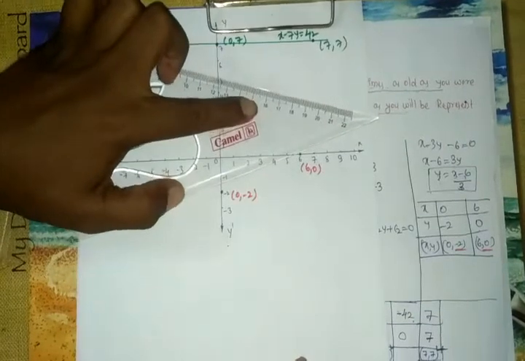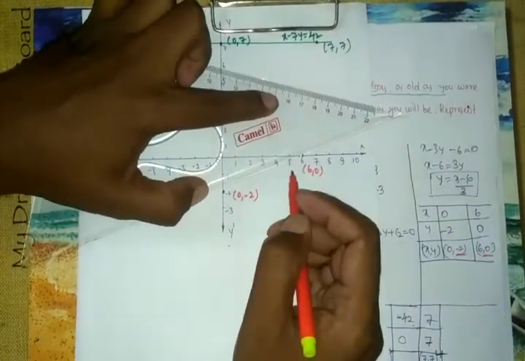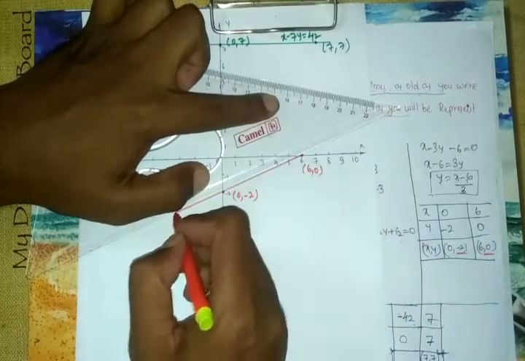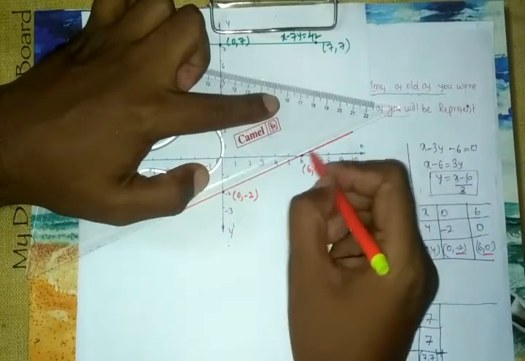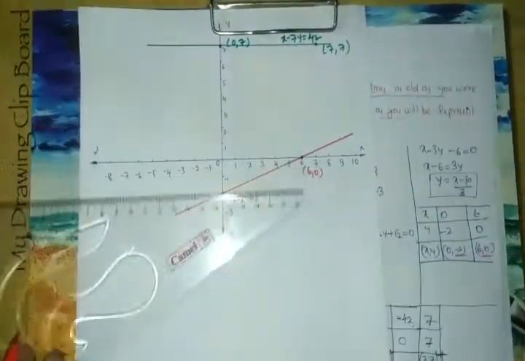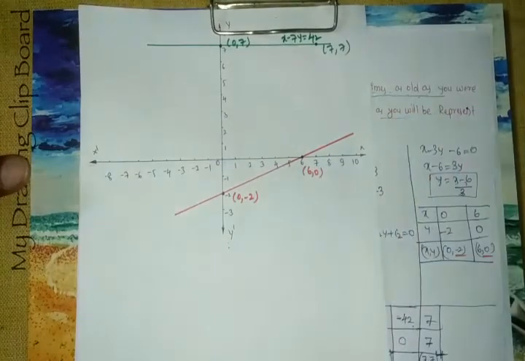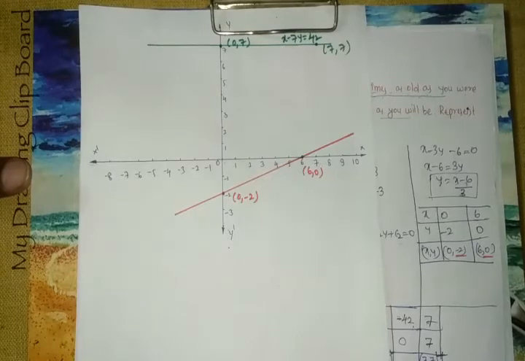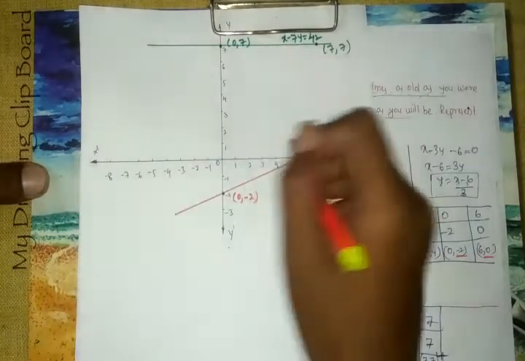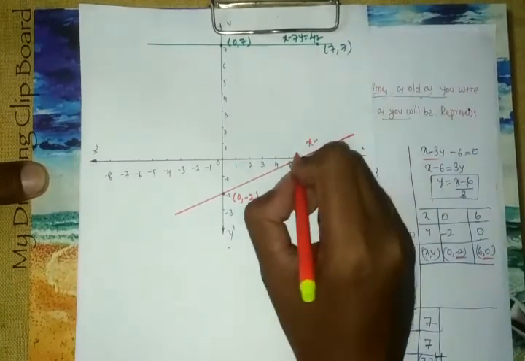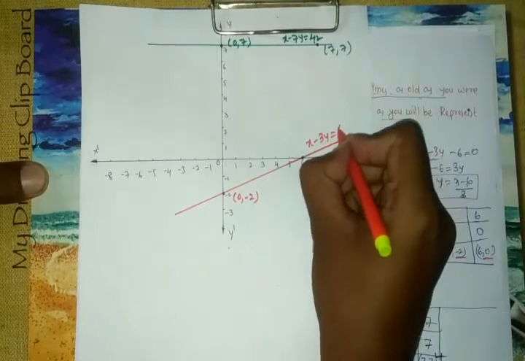So as I said, minimum 2 points are required. So when I join these 2 points, I will get a straight line. I should get a straight line because the equation is having highest degree as 1. So this is equation number 2, which is x minus 3y equals to 6.